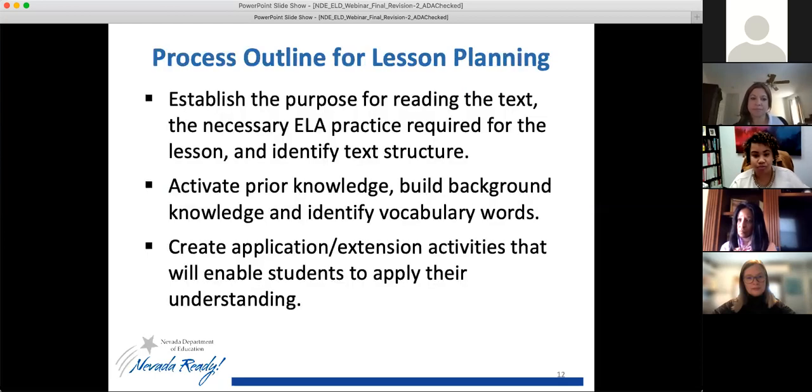Next slide. All right, this process outline for lesson planning really models your teacher thoughts. So as you plan for the lesson, it also relates to guiding principles 1 and 3. So how can you plan for opportunities for students to share their lived experiences? How are you providing opportunities for students to engage in extended discourse?